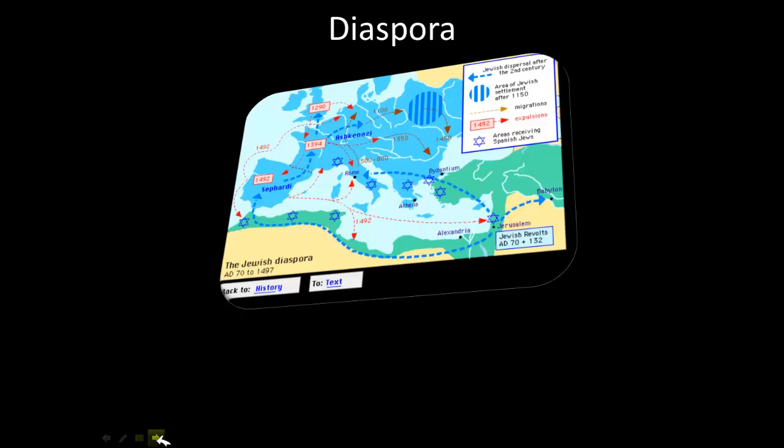Religious conflict. Today we'll be studying some different religious conflicts throughout history. The first one we'll discuss is the Jewish diaspora. This is a map of the Middle East, Europe, and Northern Africa.